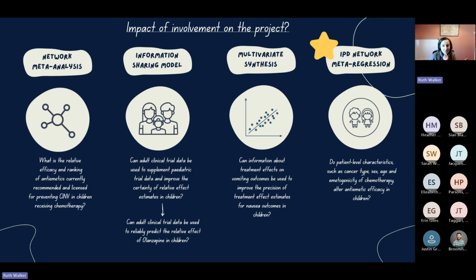And then thinking about, if children are concerned about side effects, this really gives weight to trying to identify who is deriving most benefit from the antiemetic regimens, because we want to avoid giving these regimens to the children who maybe are deriving less benefit but might still be experiencing side effects.